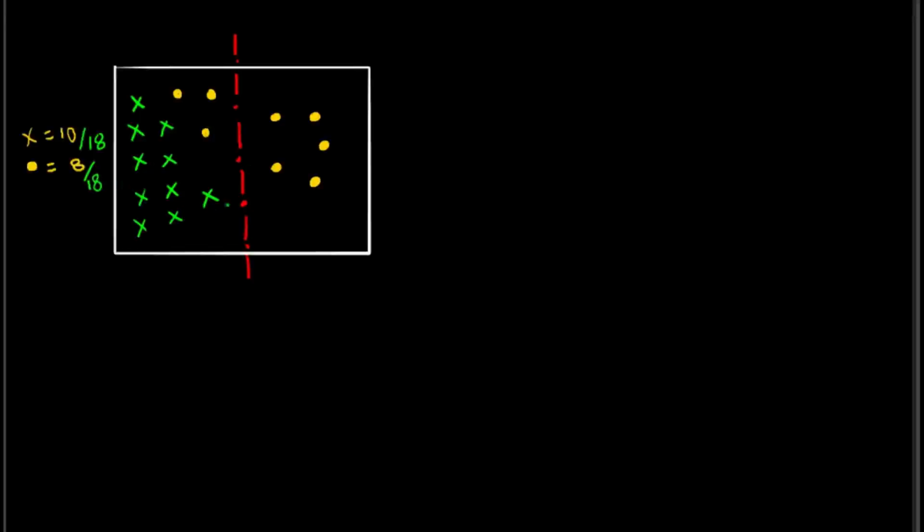so after the partition, let's give this partition the name A, and after the partition we will have 10 crosses out of 13. So let's say it's D1, so the number of crosses is 10 out of 13 and the number of O's is 3 out of 13. And let's say the other partition is D2, and the number of crosses is 0 out of 5 and the number of dots is 5 out of 5.